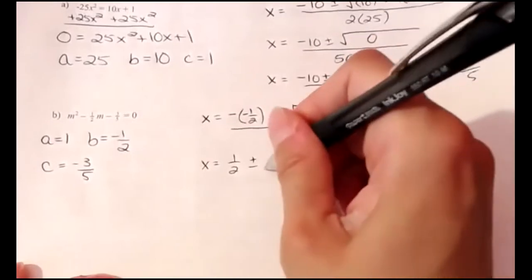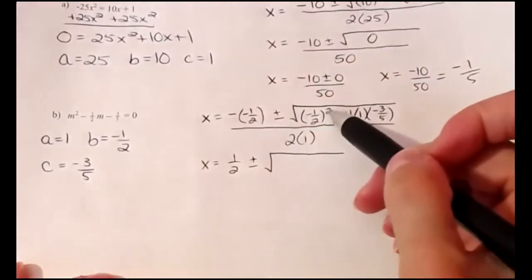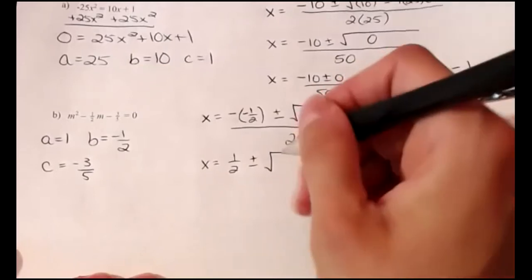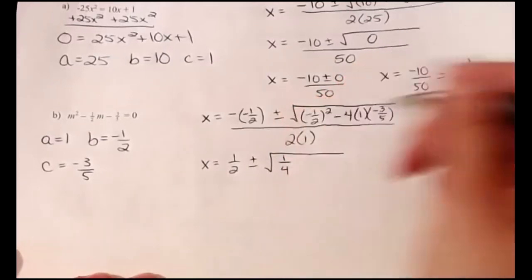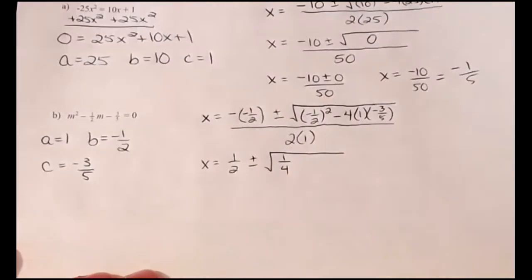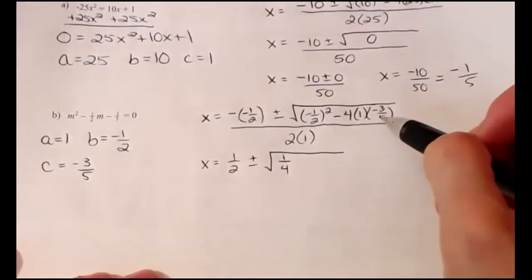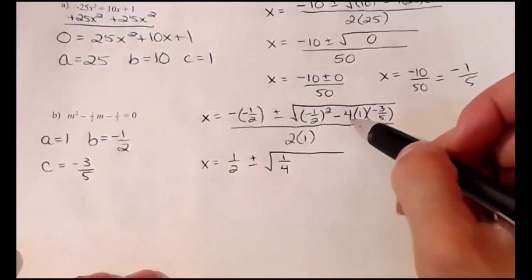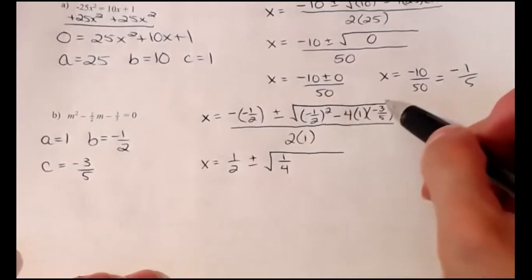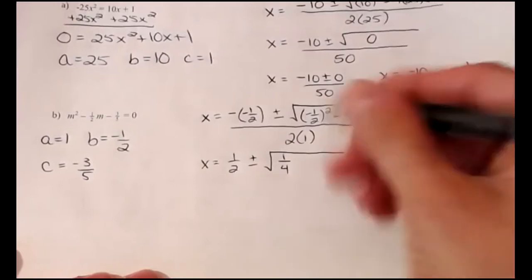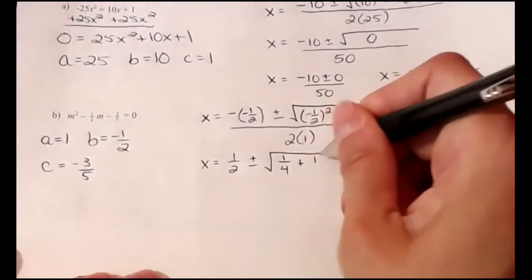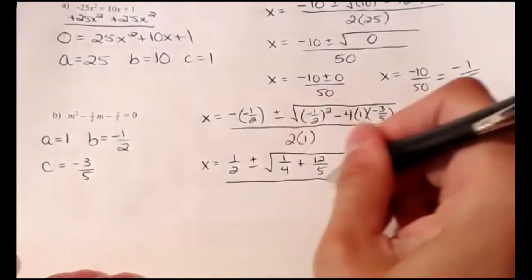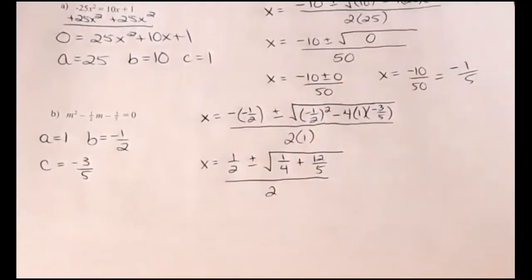Plus or minus the square root of -1/2 squared, that's the same as -1/2 times -1/2, which is +1/4. When we have -4 times 1 times -3/5, imagine this as 4 over 1. Don't overthink it. It's just -4 over 1 times -3/5. That's going to give you +12 over 5. And all of this over 2.